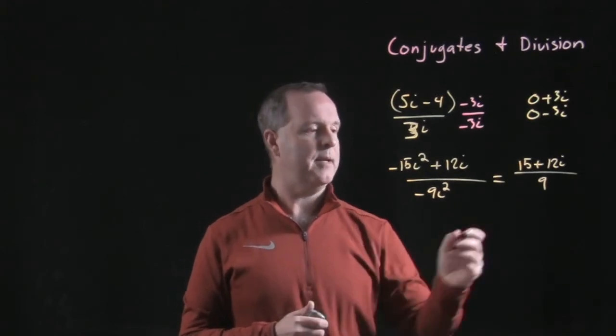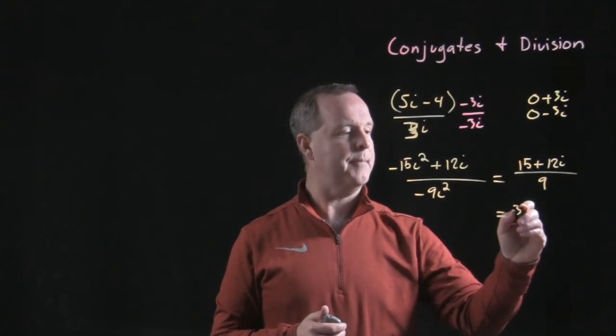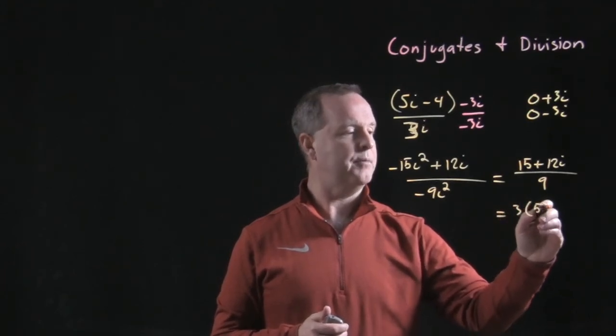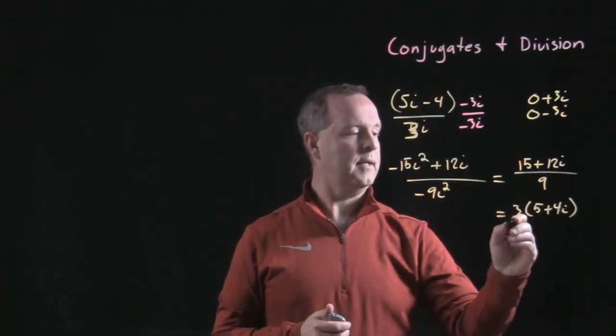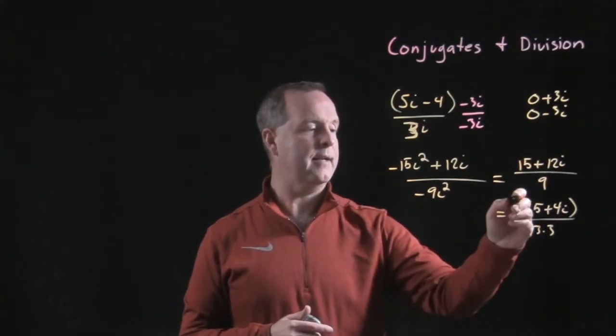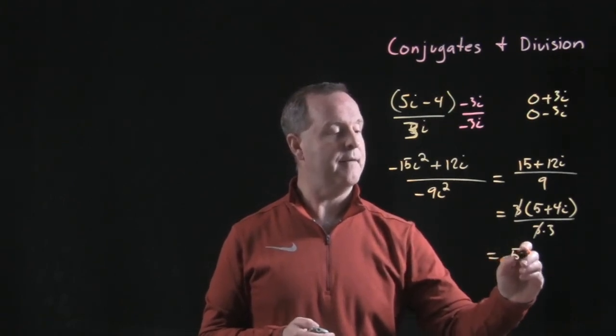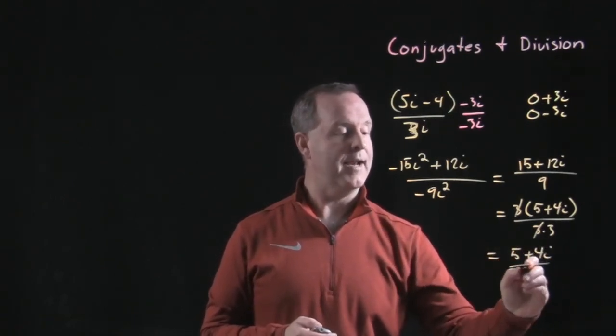It looks like I might be able to factor out a 3 from both terms, so let's see what happens. This becomes a 5 plus a 4i, and I have a 3 times a 3 on the bottom. So doing that, I can factor out a 3. Then I'm left with a 5 plus a 4i divided by a 3.